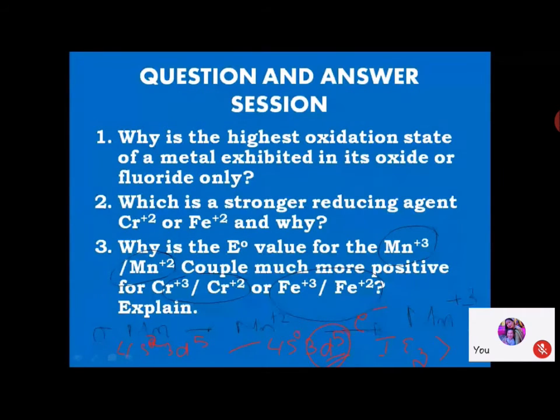So for that reason, the E0 value is more positive than for chromium and for the Fe plus 3 to plus 2 ion. Understood? Chromium plus 3 to plus 2 is obviously okay with the d3 configuration. For iron, you look at the configuration, d5. For manganese, removing an electron from d5 is very difficult.